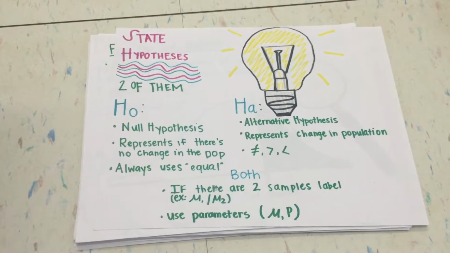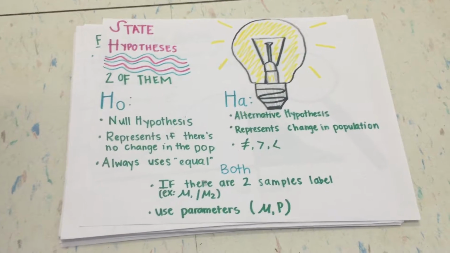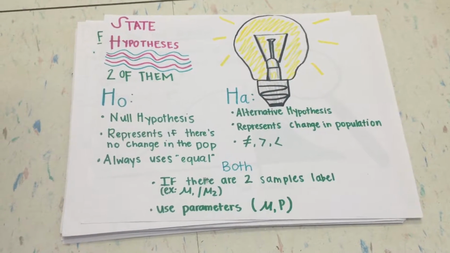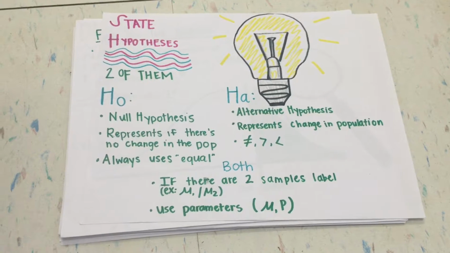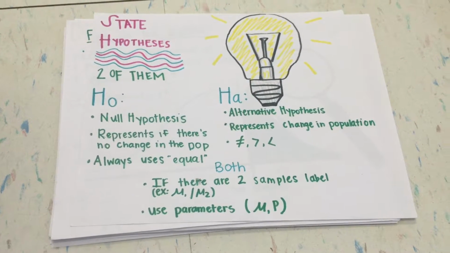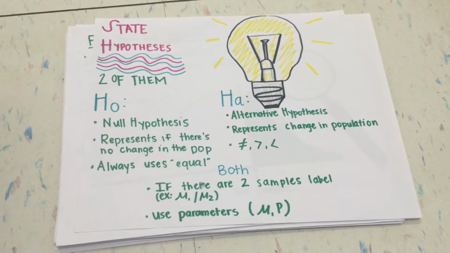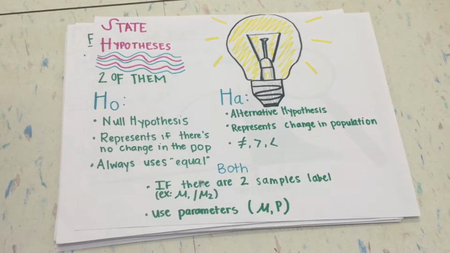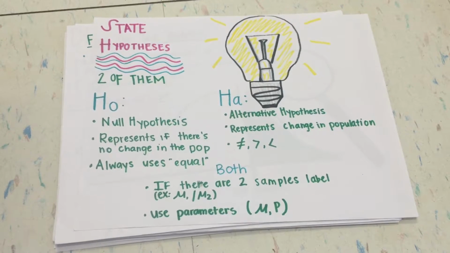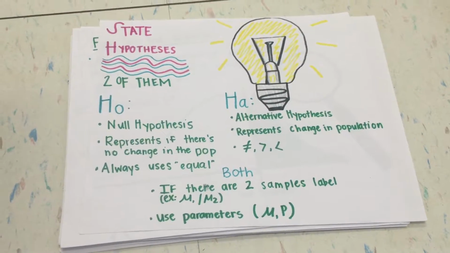Our third step is to state the hypotheses. The hypothesis uses parameters because we are making inferences about the population. The first is the null hypothesis, which represents no change in the population. It always uses equal. The second hypothesis is the alternate hypothesis, which represents what we are showing evidence for, a change in the population.